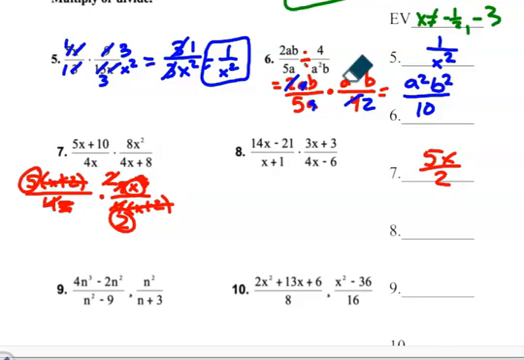Okay, number 8, very similar steps. We're going to do a GCF of the top left. We're going to take a 7 out.